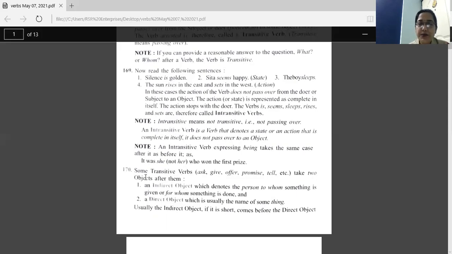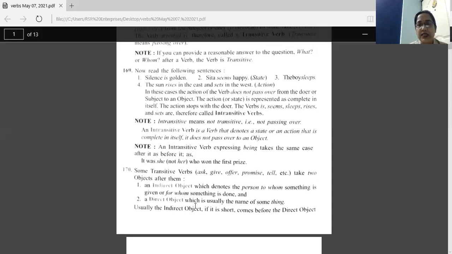Next point, some transitive verbs. Examples given here: ask, give, offer, promise, tell, etc. take two objects after them. So some transitive verbs carry two objects. What are they known as? Indirect and direct object. Now, what is an indirect object and what is a direct object? Let's read this. An indirect object denotes the person to whom something is given or for whom something is done. That is known as an indirect object. We usually take persons for indirect objects, for whom something is done, or to whom it is affected.